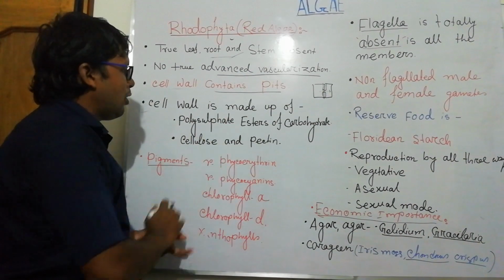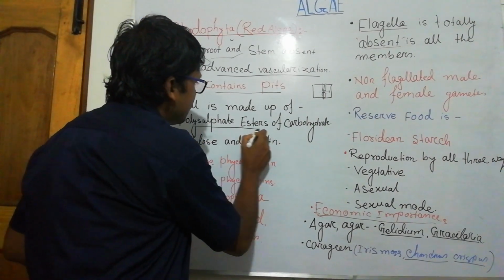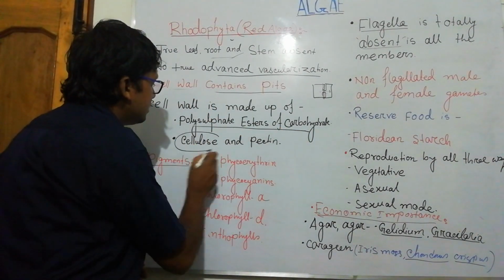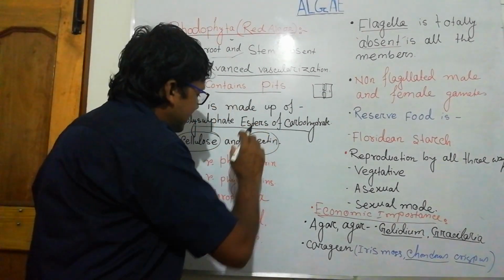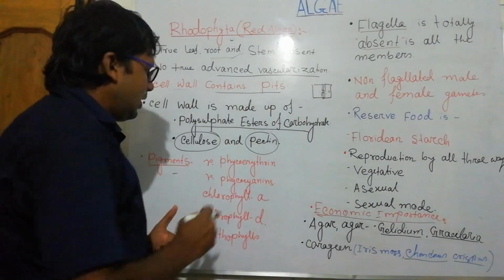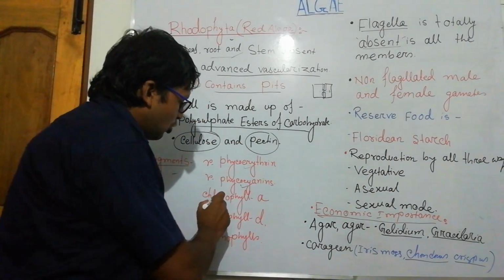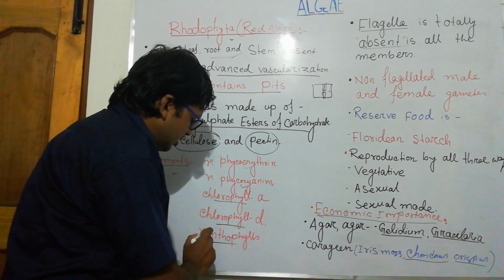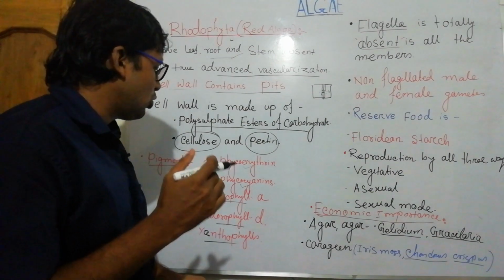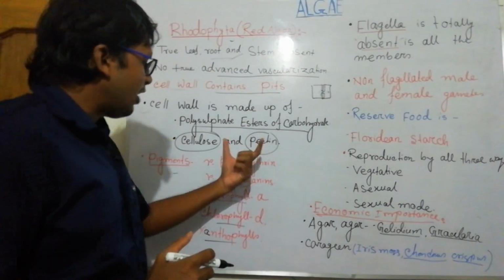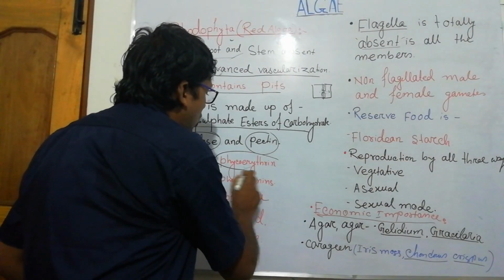The cell wall is made up of polysulfate esters of carbohydrate. These are known as cellulose and pectin. Cellulose and pectin are cell wall components, complex carbohydrates. Now the pigments. What are the pigments? R-phycocyanin, R-phycoerythrin, chlorophyll a, chlorophyll d and xanthophylls. No chlorophyll b is present, no chlorophyll c is present here. Chlorophyll a, chlorophyll d, phycoerythrin and phycocyanin, and phycoerythrin masks all the other pigments.